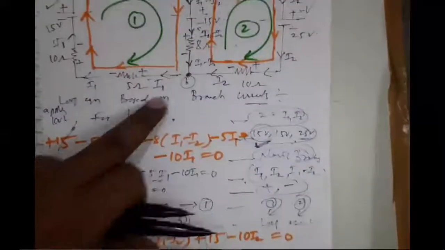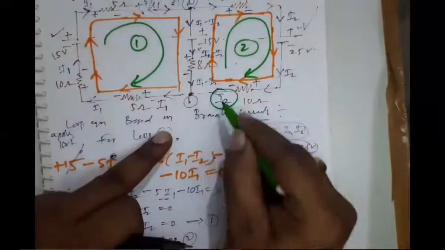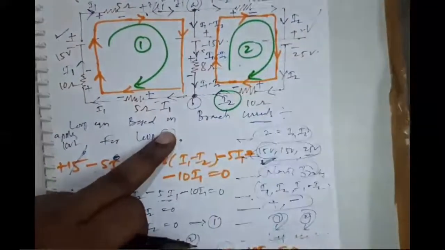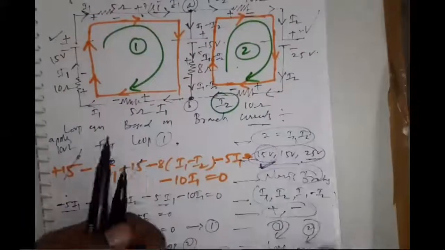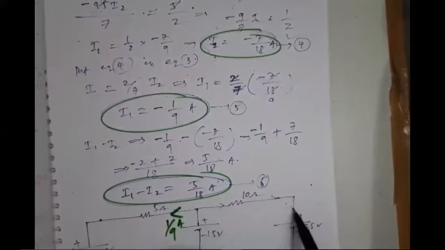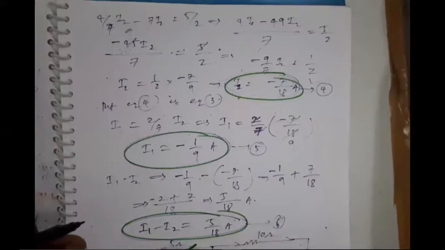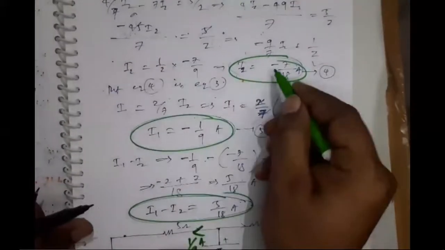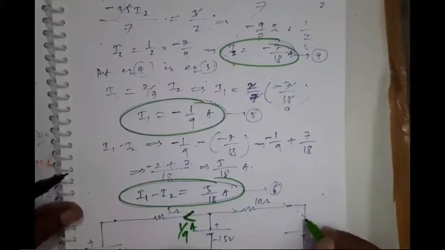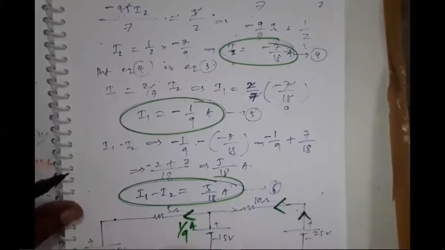Next, the value of I2. Where you indicate the I2, I indicate the I2 over here, for this complete branch. For this, I assumed the direction is like this, but this direction is wrong. How did I know it is wrong? Because the negative sign came. That is the reason I completely reversed those directions like this.